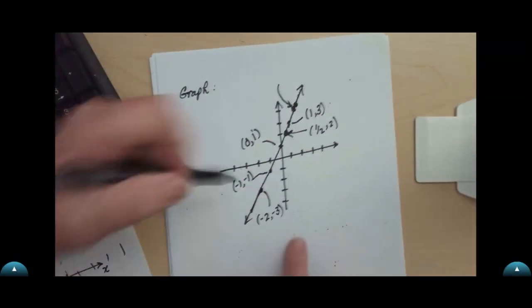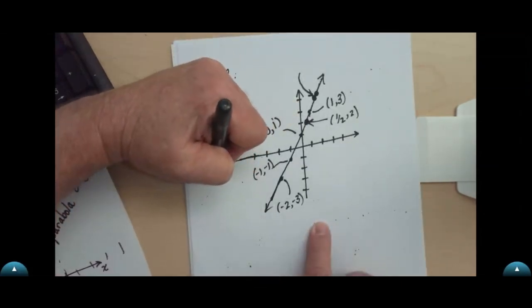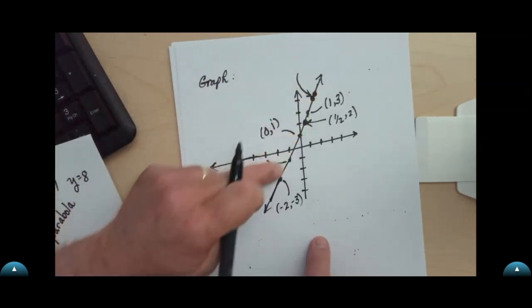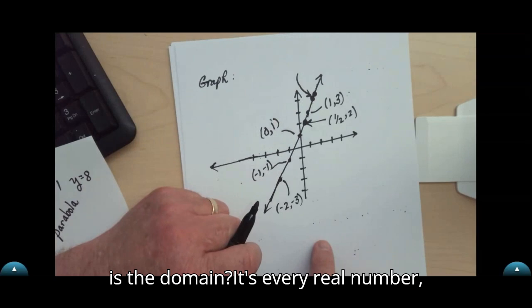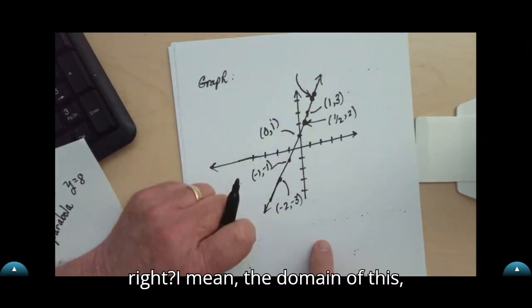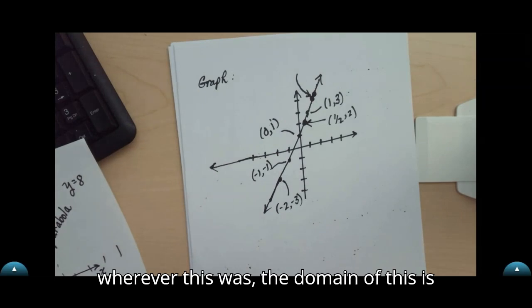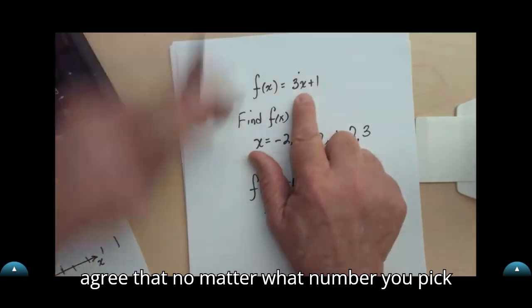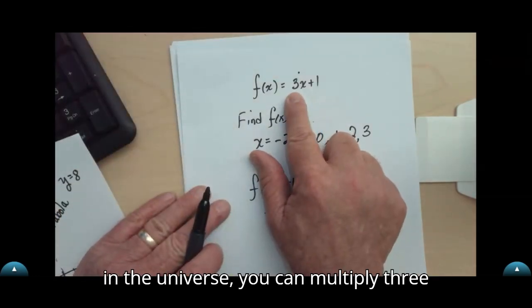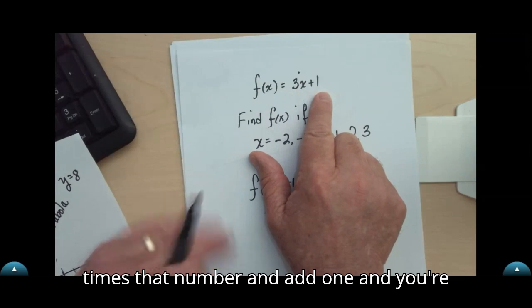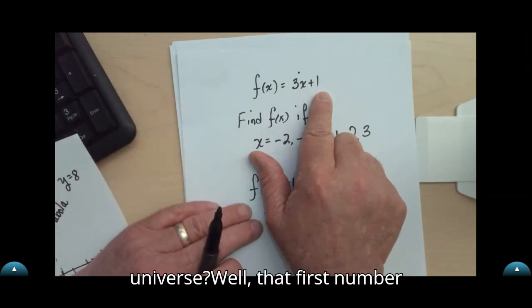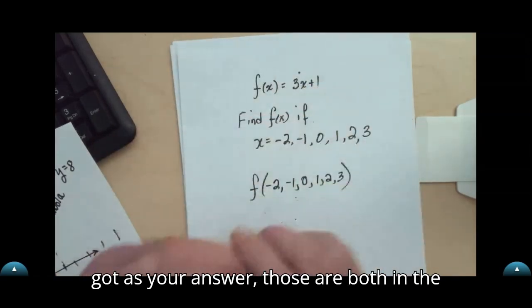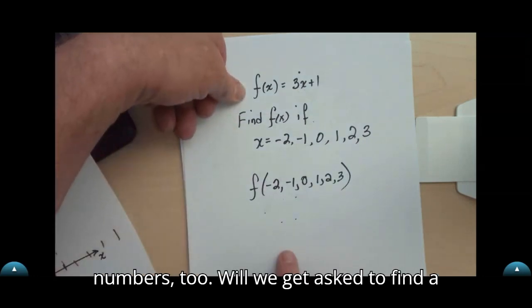Oh, so we only have domains when we do the equation, but not on the graph? No, it's got a domain. We're just asking what is the domain? It's every real number, right? The domain of this equation is every real number as well. Because do you agree that no matter what number you pick in the universe, you can multiply 3 times that number and add 1, and you're going to get some other number in the universe? Both that first number you plugged in and the number you got as your answer are in the domain and range, right? So this is all real numbers too.